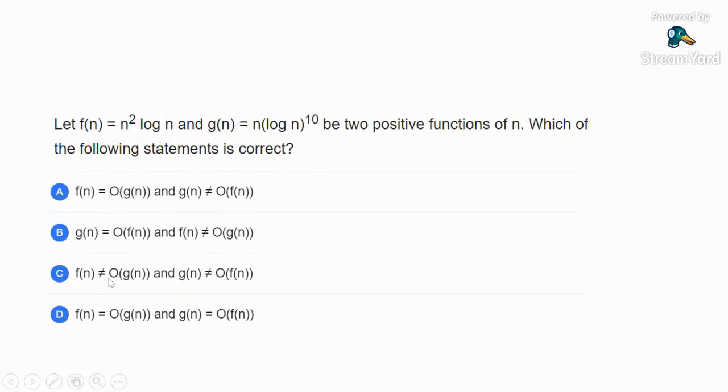See the option 3, option C. F of n is not order of g of n, that is correct. But g of n is not order of f of n, that is not correct. G of n is order of f of n, that is correct, because it is a smaller function, we can write that this is order of f of n. And the fourth one is absolutely not the correct option because it is saying both are correct. So what is the correct option? Correct option is option B here.